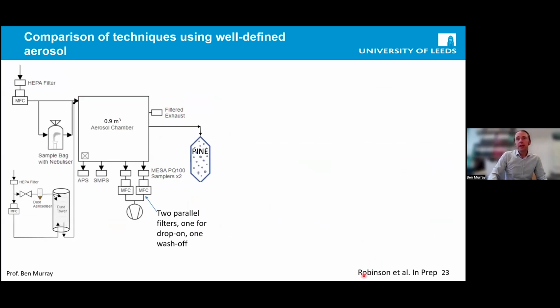Joe Robinson, a PhD student here in Leeds, has been doing some really nice experiments to explore this. What we've done is launched well-defined, well-characterized aerosol particles into our aerosol chamber. We can measure the size distribution of that aerosol. We can sample it into our PINE chamber, and we can sample it onto different filter types. Then we can take those two different filters, one polycarbonate for the wash-off technique, one Teflon for the drop-on technique. We take those two filters and analyze them appropriately and promptly after the experiments.